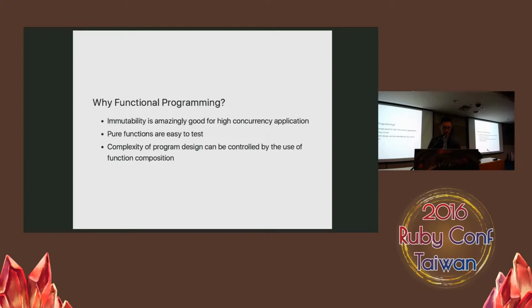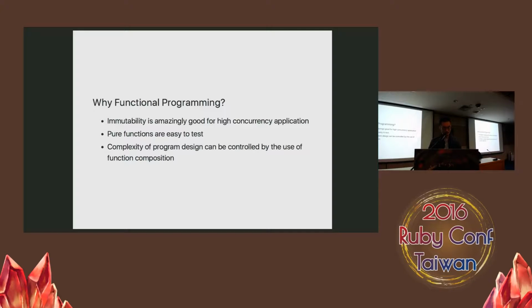So why should we care about this? Well, functional programming has existed for like 50 years. Why has it become popular only recently? I guess there are some reasons. Perhaps the most important reason is that immutability is amazingly good for high concurrency applications, since immutability guarantees the consistency of the data, no matter how many times it is accessed. Besides, pure functions are easy to test, since they always return the same output every time.